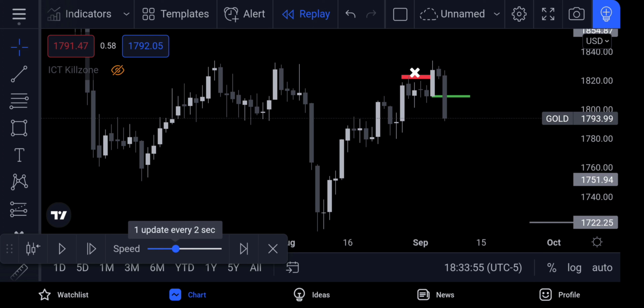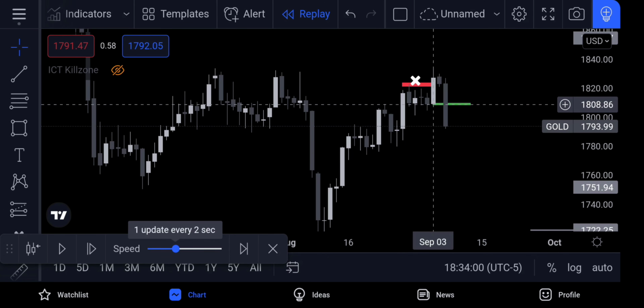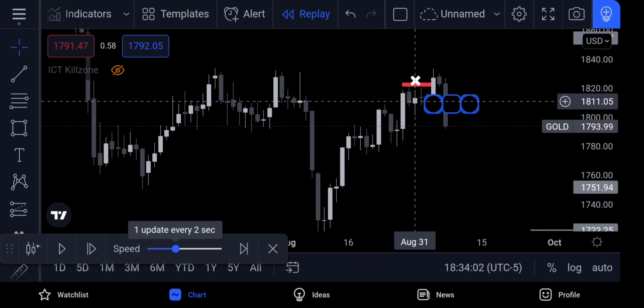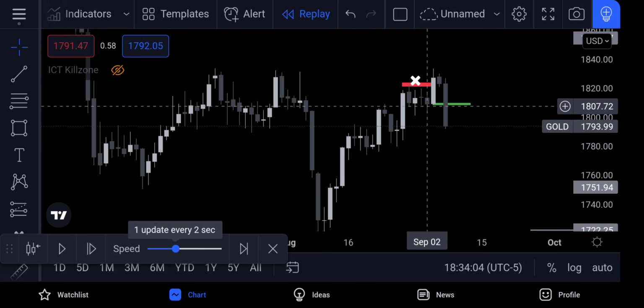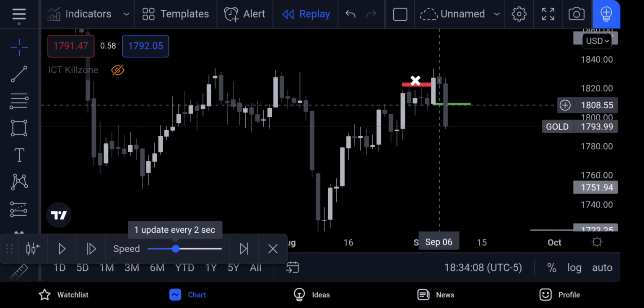So in other words, a bearish order block is when we're in a range like this and the low of the up candle gets taken out. That is your validation for the bearish order block.